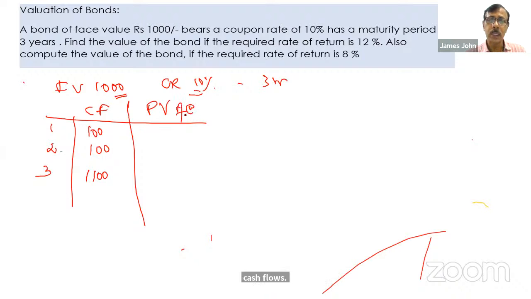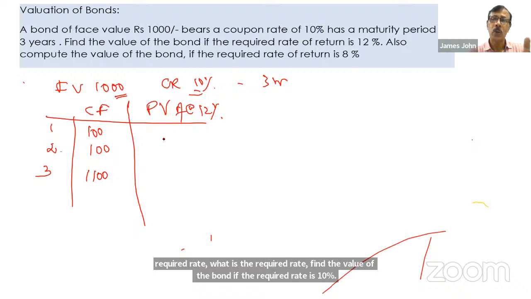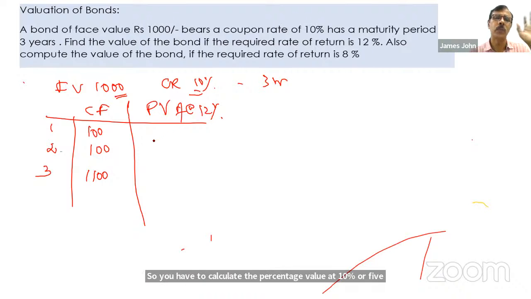And what is the rate? Here, what is the rate? The required rate. Find the value of the bond if the required rate is 12%. So you have to calculate the present value at 12%, or find the discounted value of 100 rupees. What is the present value of 100 rupees you are getting after 1 year at 12%?